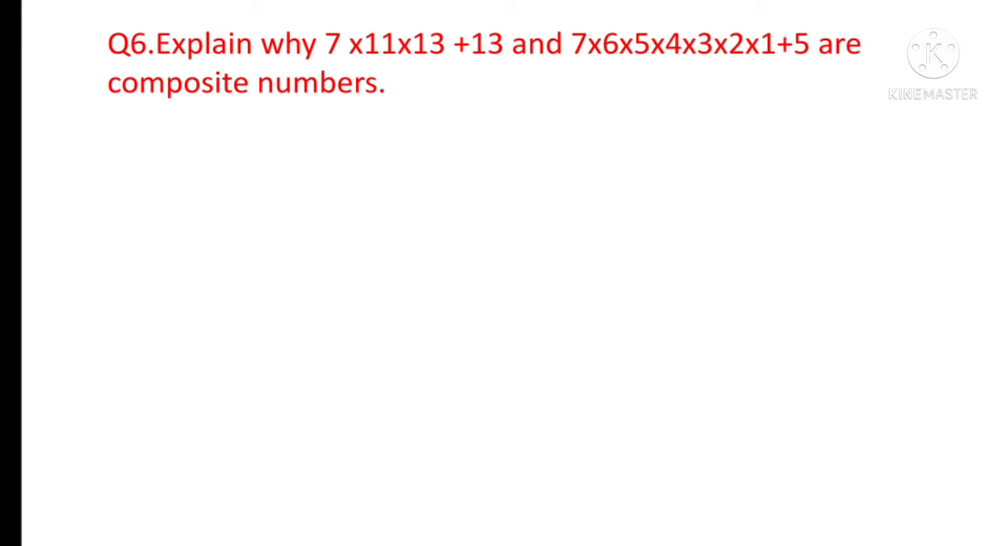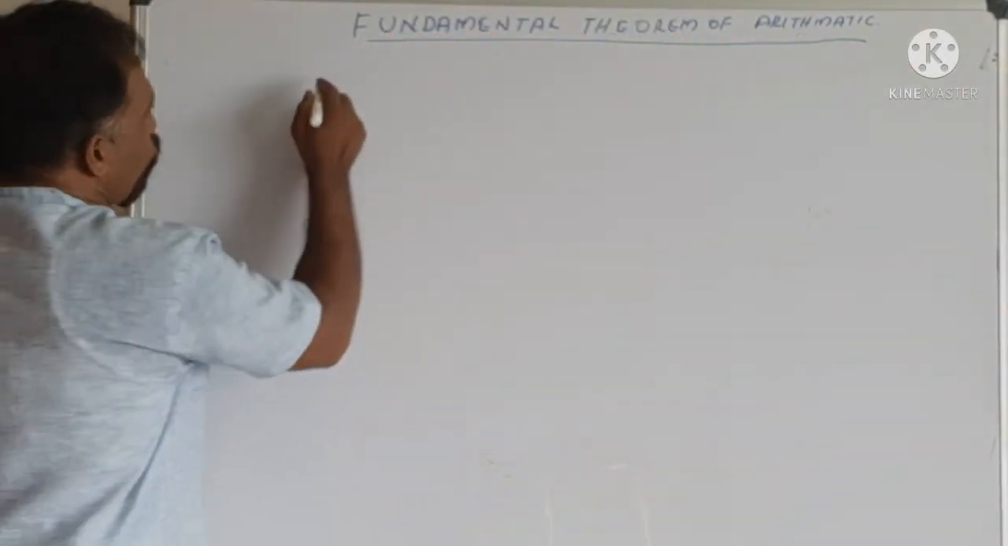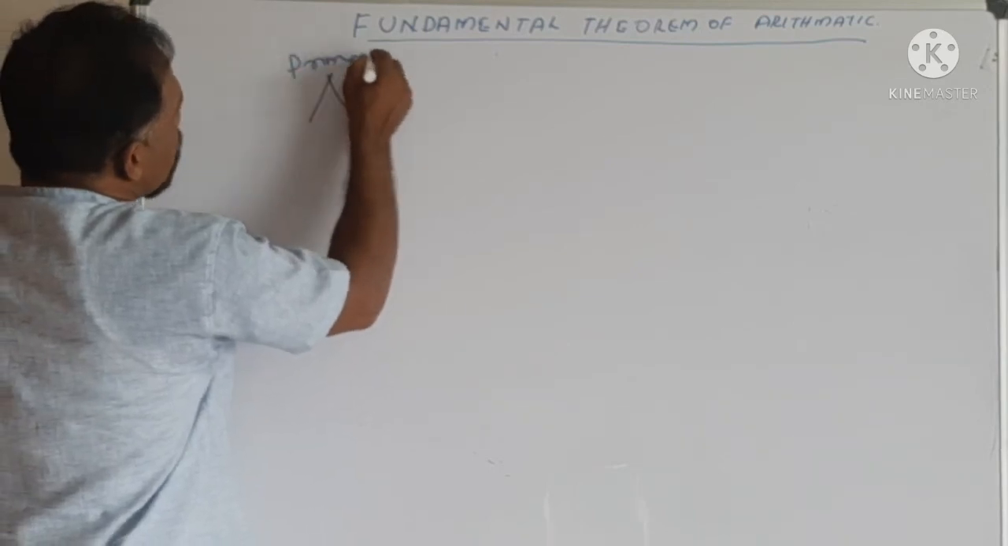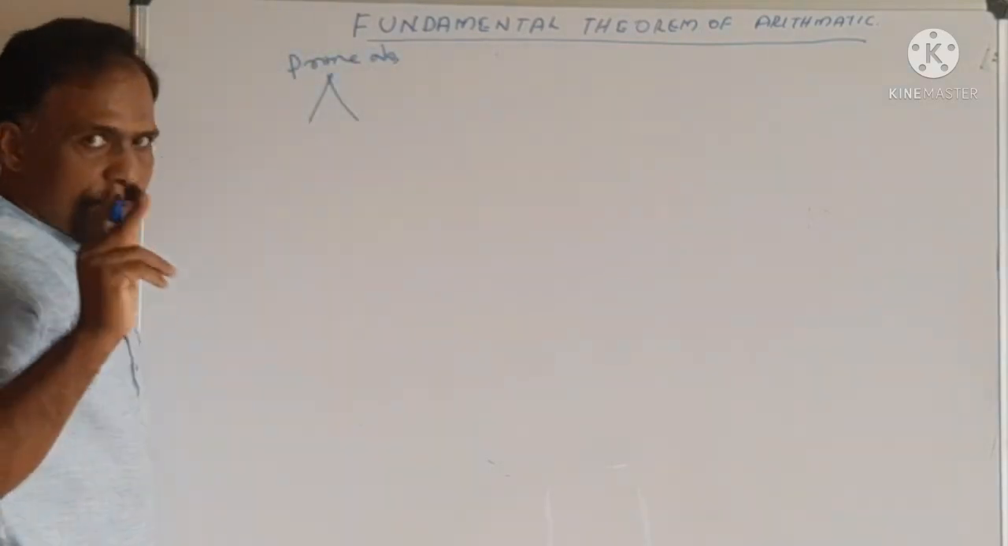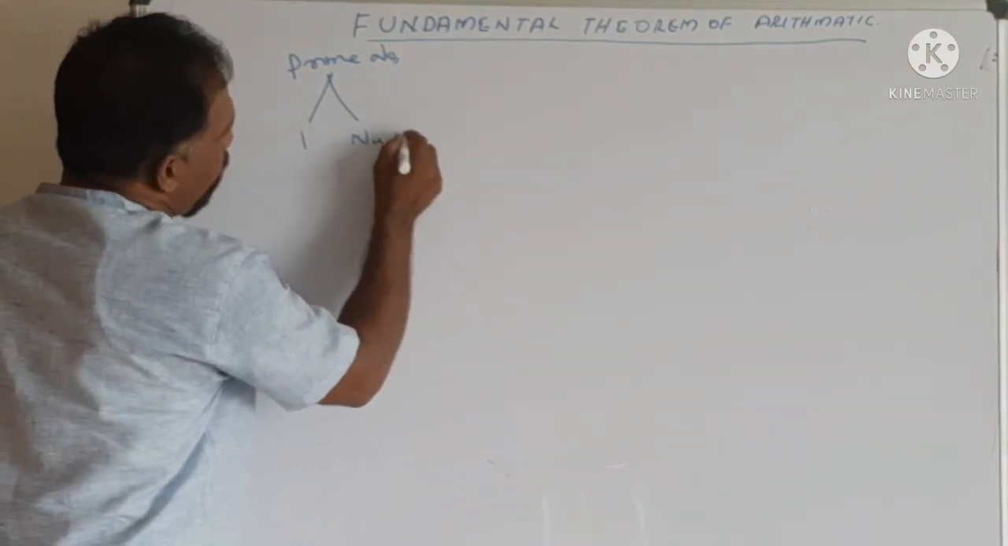Now, let us see question number 6. In question number 6, you have to check whether these numbers are composite numbers or not. Now, we know the definition of prime numbers and composite numbers. So, in the case of prime numbers, we have only two factors, 1 and the number itself.